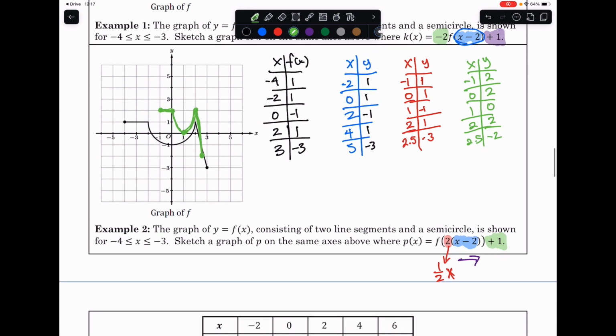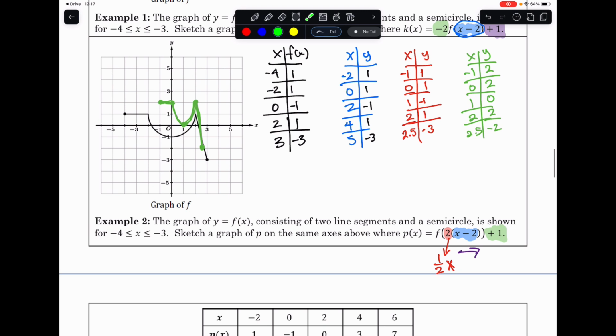And we didn't do any multiplications to the y because we were not multiplying anything on the outside of this function f. So it's understanding again that this is just a notation that we have this function f right here, and we're going to create this new function p by multiplying the x value to our f by 2, subtracting 2 to the x value to, again, this function f, and then adding 1 to the entire function f, which affects the y values.